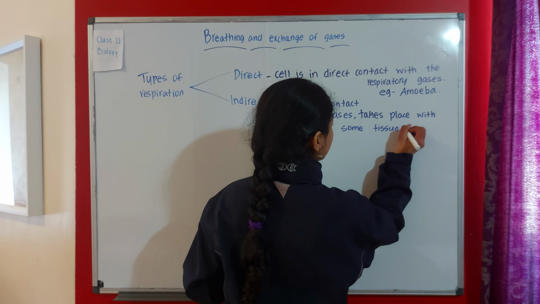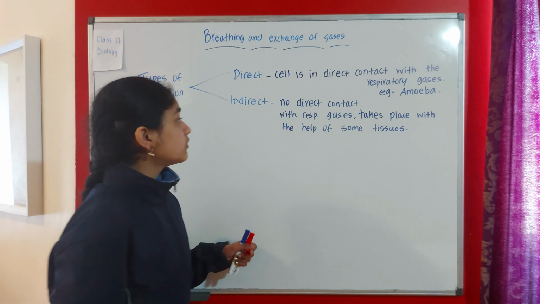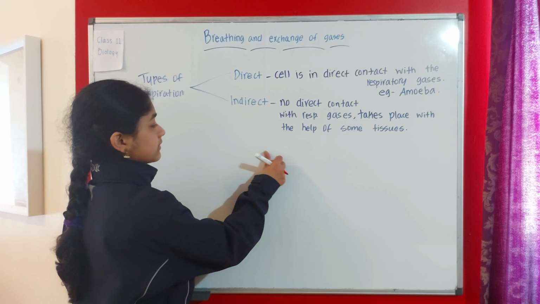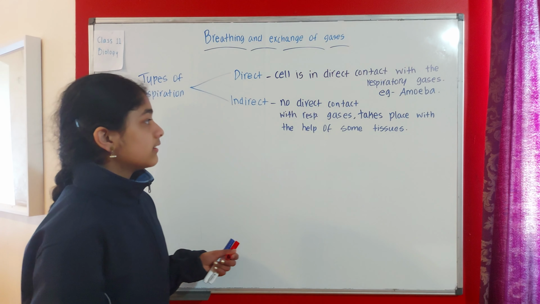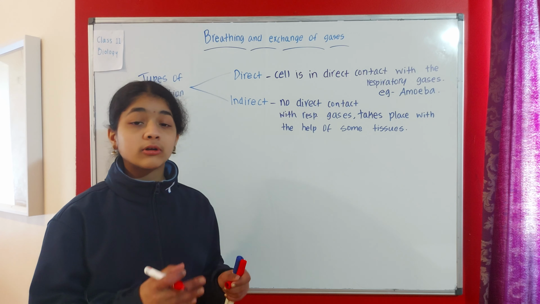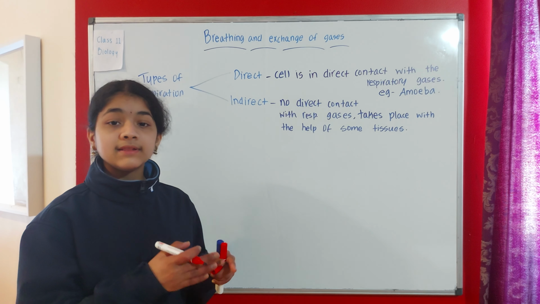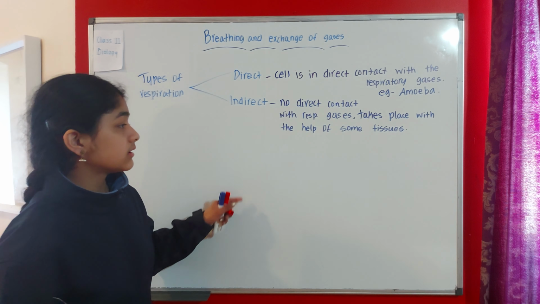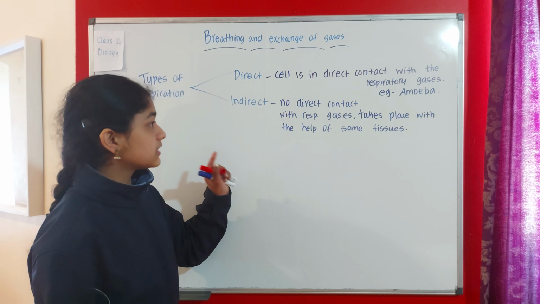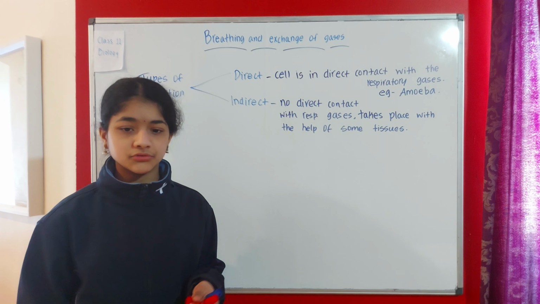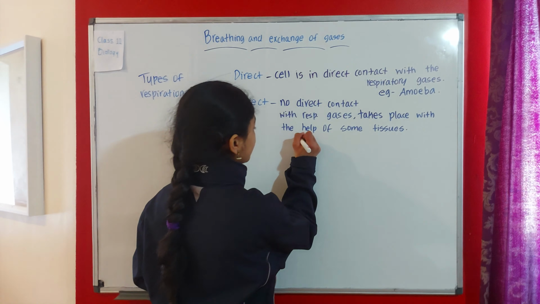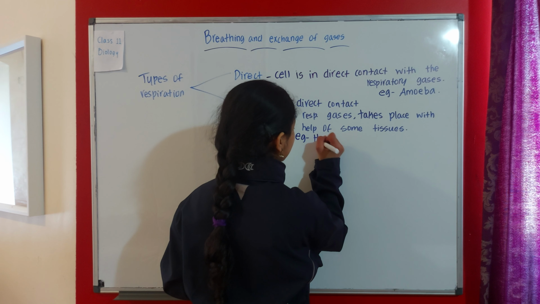Tissues are a group of cells. This thing we already know. So there is no direct contact in case of indirect type of respiration. No direct contact between what? No direct contact between the cell and the respiratory gases. And this indirect respiration takes place with the help of some special tissues. An example is the higher organisms, like in case of humans.